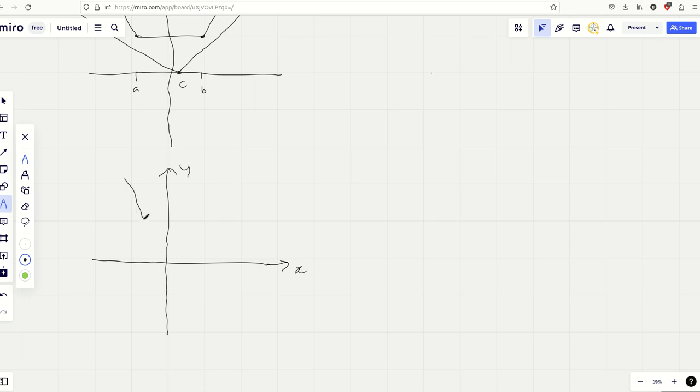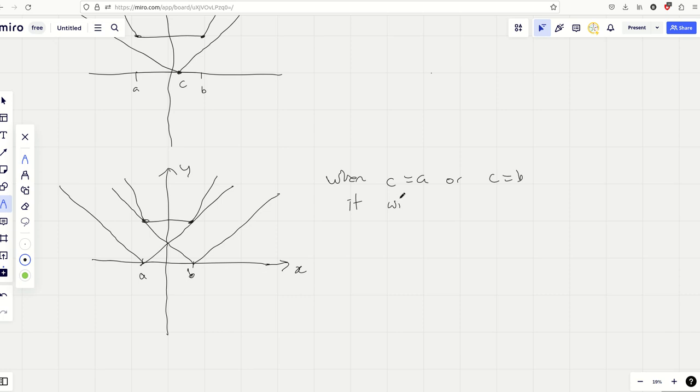Now we'll just draw that same kind of shape again, that almost bucket shape. Remember, it's a square, and so if you've got a situation like that or like that, in other words, when C equals A or B, it will have one solution.